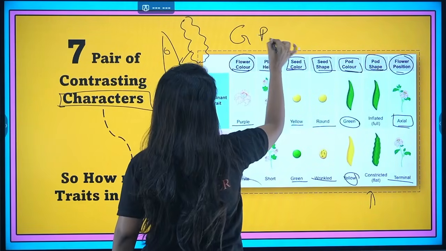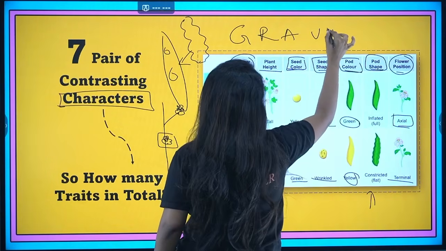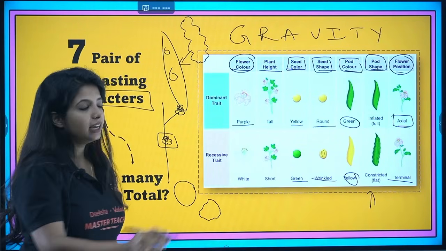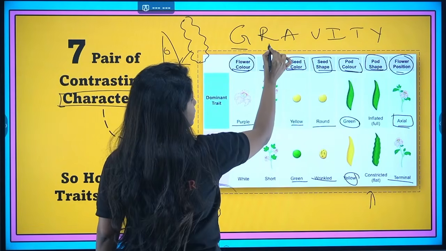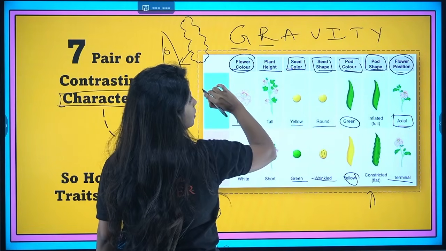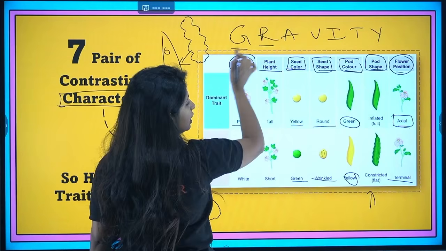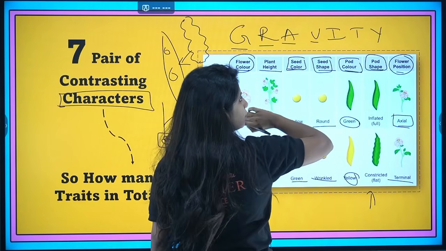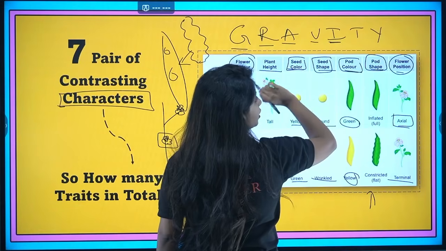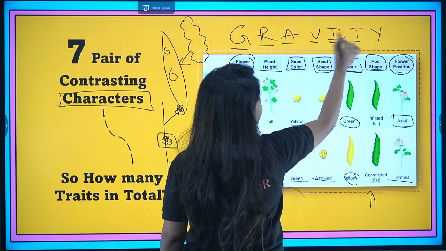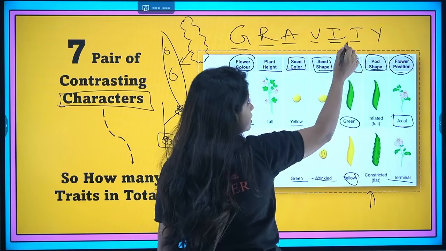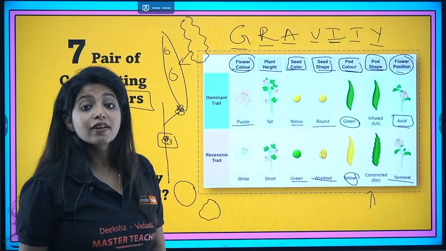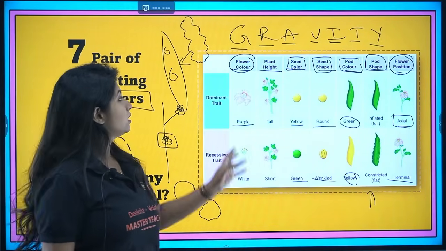GRAVITY. This is for all the dominant characters out there. G for green, as in pod color. R for round, as in the seed shape. A for axial, as in the flower position. V for violet, as in the flower color. I is for inflated, that is the pod shape, and T is for height, that is tall, and Y is for yellow, that is a dominant trait in the case of seed color. So these are the things that you can remember.